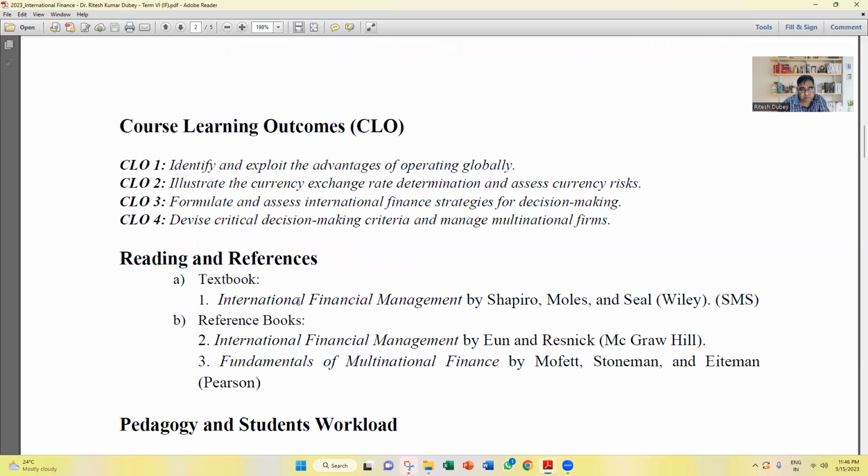Now the textbook that we are going to use is primarily International Financial Management by Shapiro, Moles and Seal. This is a very well renowned book. A lot of things will be covered from an economics perspective, from a finance perspective, right? And again the international economics perspective as well. So that is going to be a fairly good way of looking at the course as well.